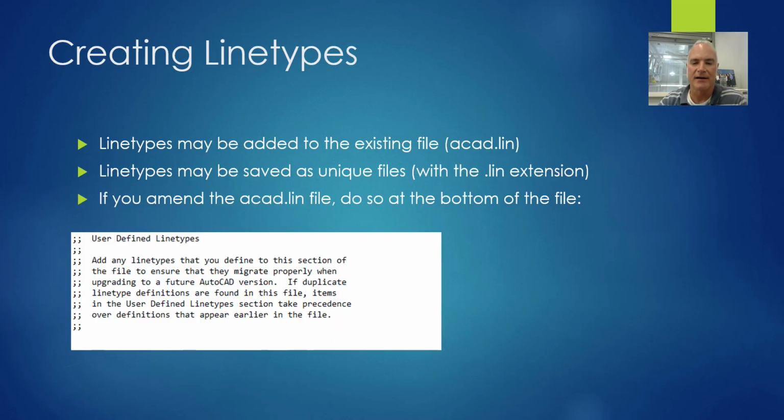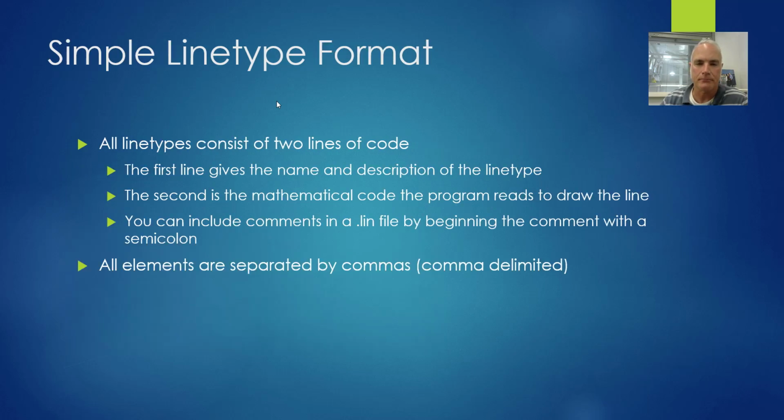So, creating line types. Like I said earlier, you can either create those line types and add them to the bottom of the LIN file, or you can create your own. Whether you decide to do that is up to you. I like to have them on separate files. That way, if I want to share it with somebody, I can simply send them the one line type that I want them to have. I don't have to send them the entire acad.lin file and then have extra versions of those laying around.